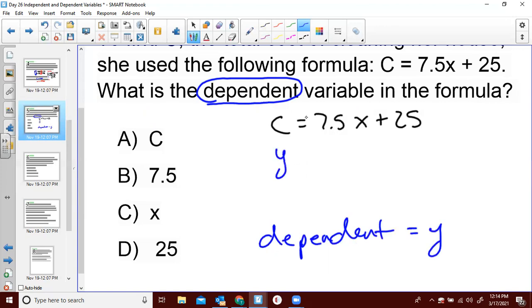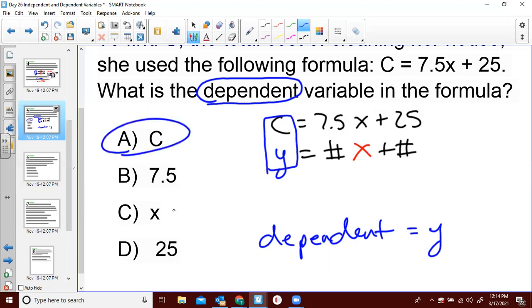So when I write out our formula that we know, that we've been using, I can just box in where my Y is. Where is my Y? It is right here with my C, which is total cost. And my answer would just be A.